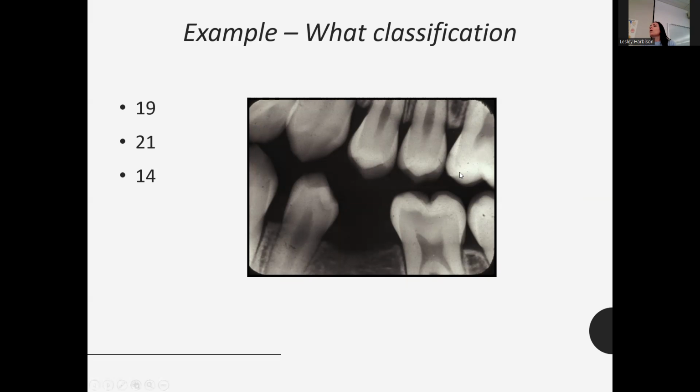Yeah. So, and then what do you think? Are you thinking that this would be something, an interproximal decay, buccolingual, occlusal? Yeah. And then you can see the shadow comes way down, so that's probably severe or class 4. How about tooth number 14?